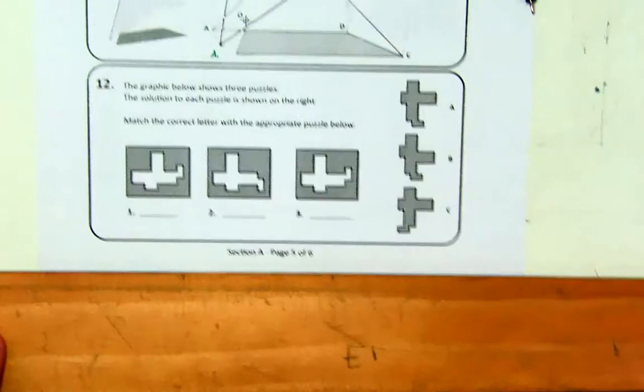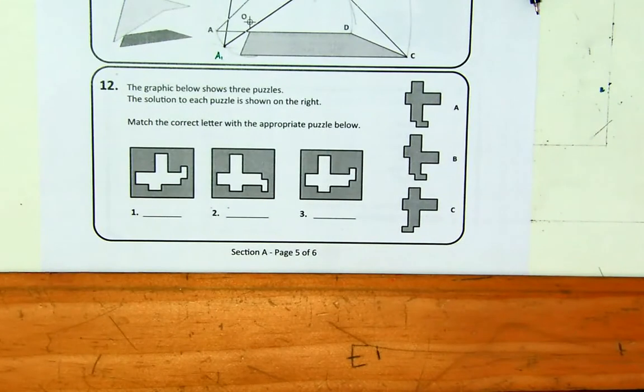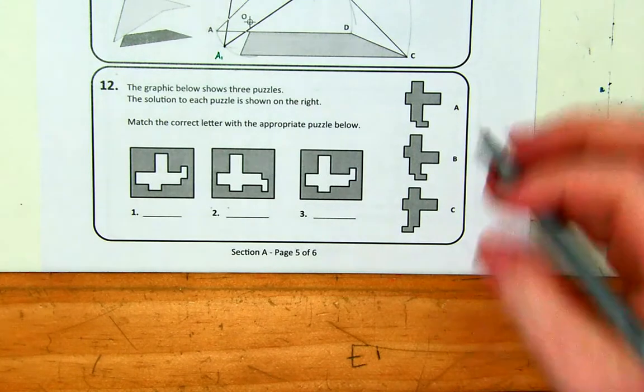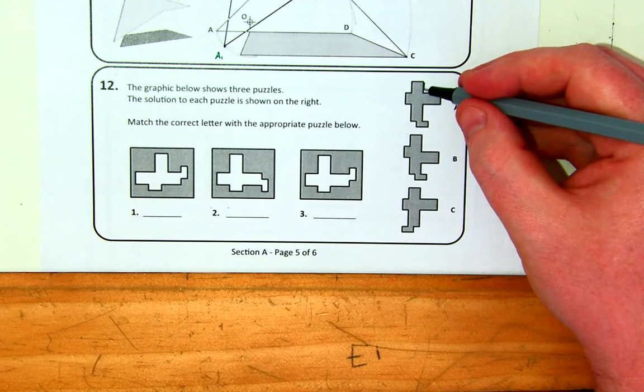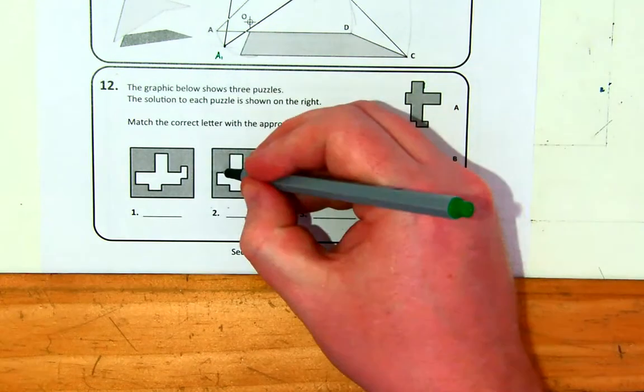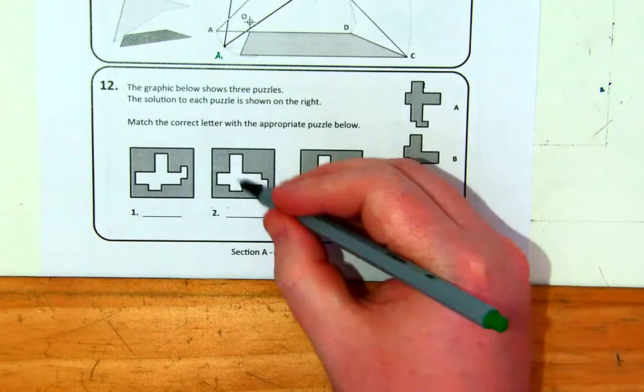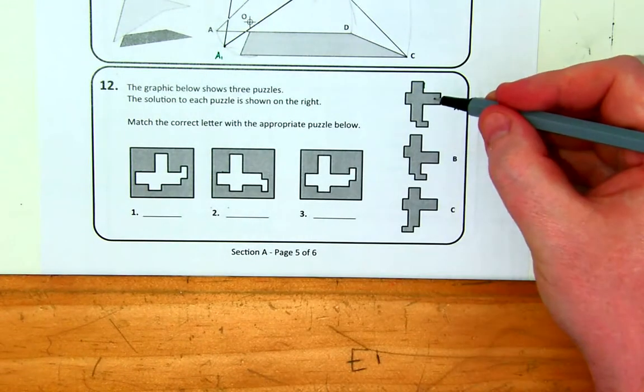Alright, next one. The graphic below shows 3 puzzles. The solution to each puzzle is shown on the right. Match the correct letter with the appropriate puzzle below. Alright, so it's obviously this shape, they're just turned around. So we'll have to have a look here. Right, so big difference between the two of these is that distance there. If you look at that distance, I've got 2 here with that distance. So we've got a longer bit here, so we've got that distance and that distance. So this is going to be A.